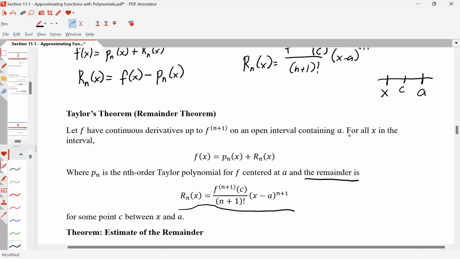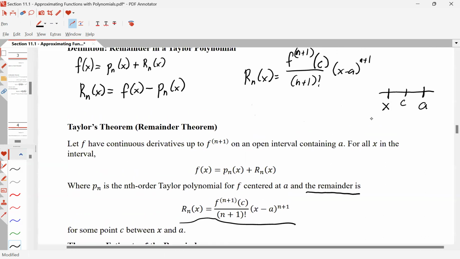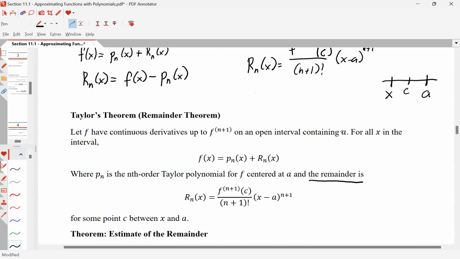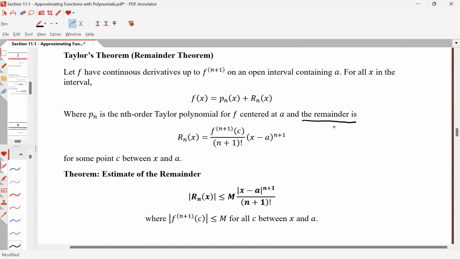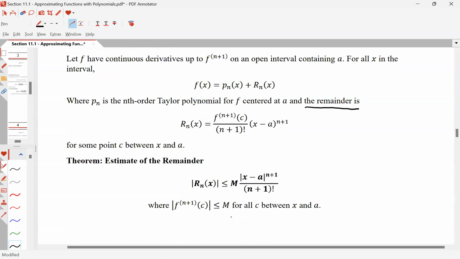Because we don't really know what this c actually is, the best we can do is estimate the remainder. So the estimate of the remainder is that the absolute value of the remainder is going to be less than or equal to M times the absolute value of x minus a to the n+1, all over n+1 factorial.